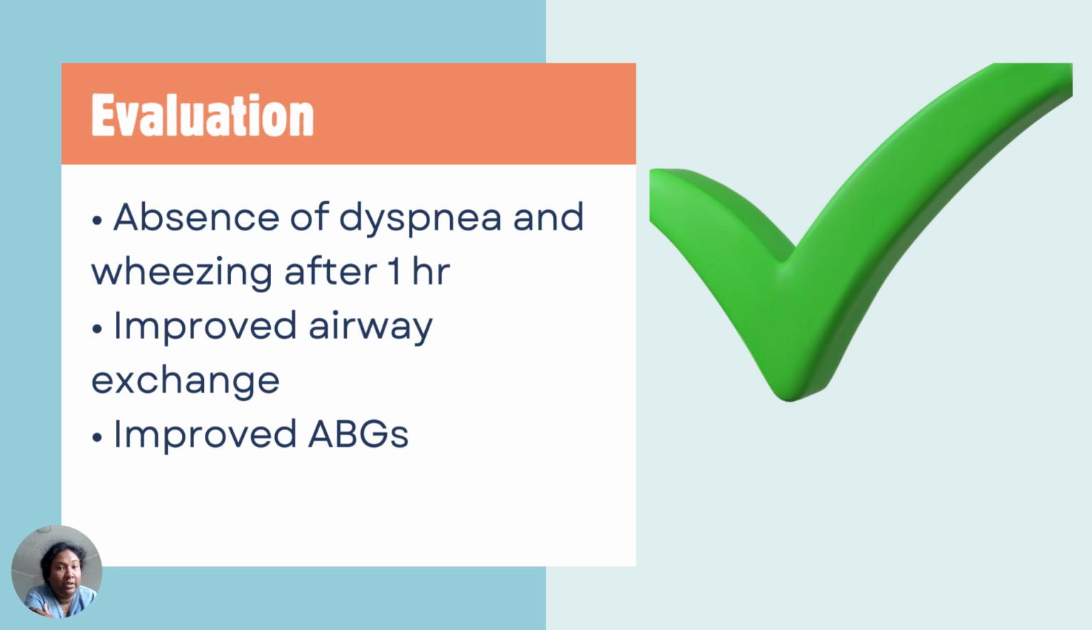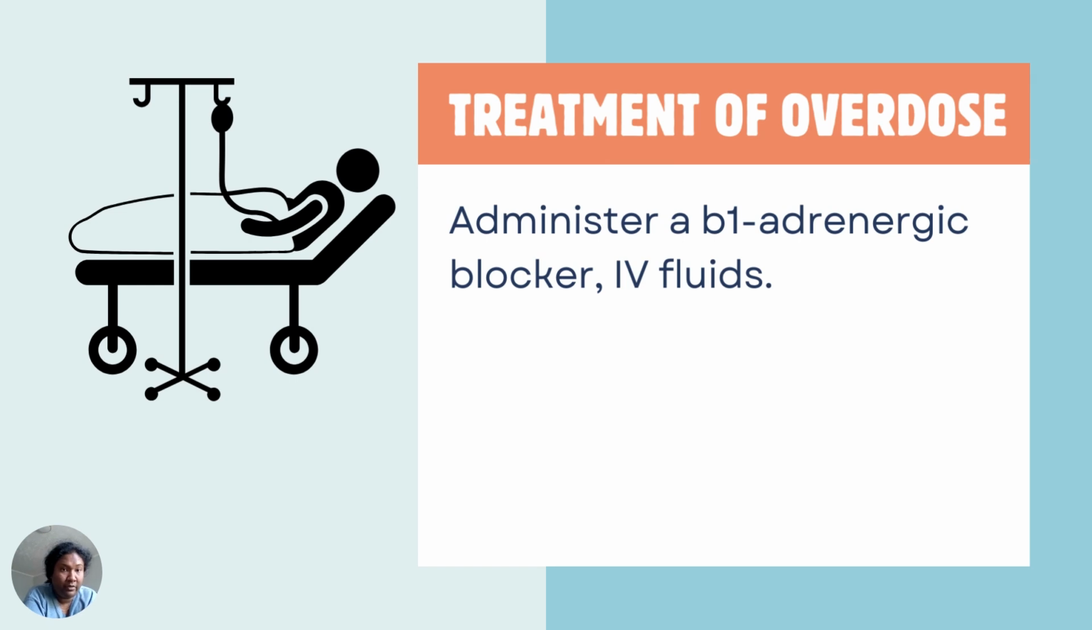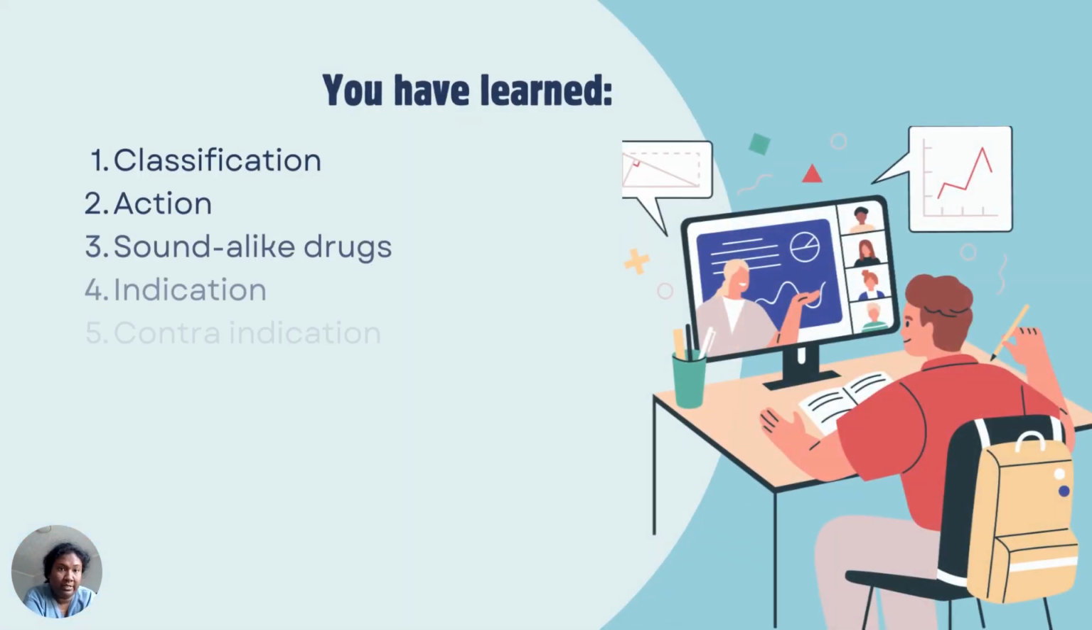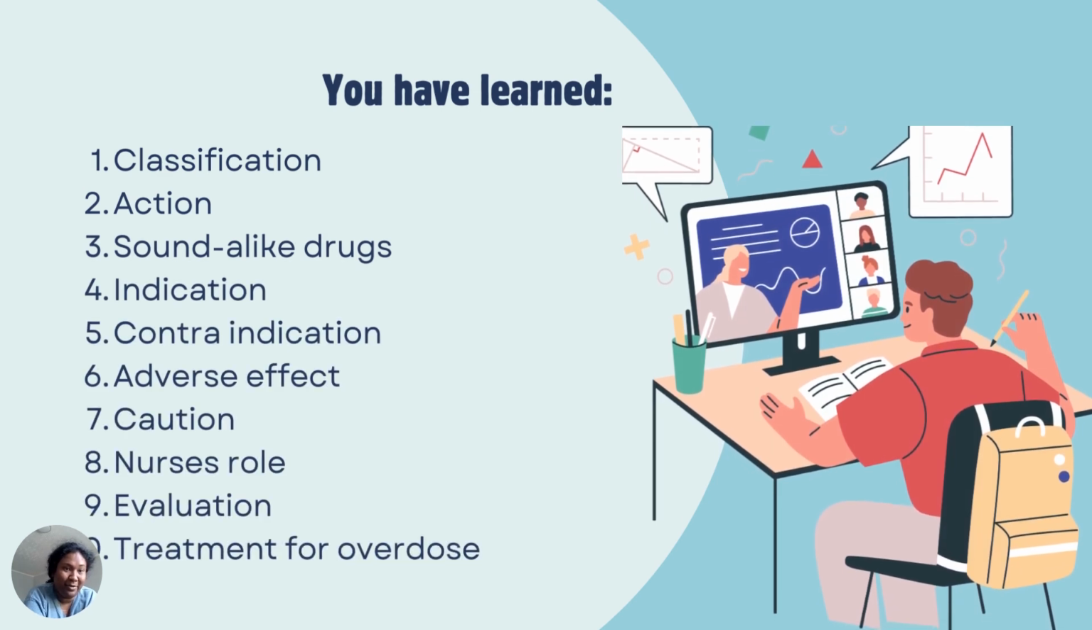In evaluation, how do you evaluate whether the drug was effective or not? Obviously, with resolution of symptoms, and also improved metrics that include blood gases and other parameters. All right. And when you have an overdose of the drug, you treat it with IV fluid and a beta-1 adrenergic blocker, which is a beta blocker that includes metoprolol and bisoprolol. All right, so this is what is discussed. So with that, we have come to the end of the drug study.